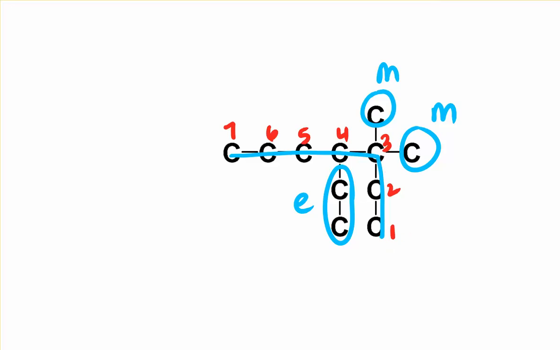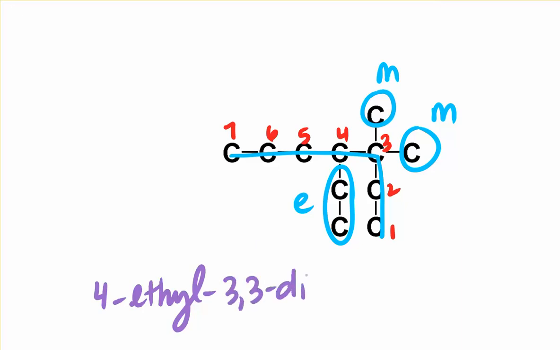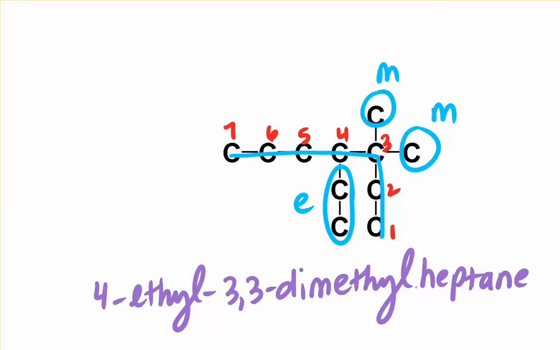So when I put together my name, I'll start with my ethyl. It's alphabetically first. 4-ethyl. And then I need to say 3,3-dimethyl. Last name, heptane. No spaces in the whole thing. Again, I don't grade the spacing on the handwritten when you do the handwritten on your exam, but on the online quiz it does matter very much, so I want you to know that.